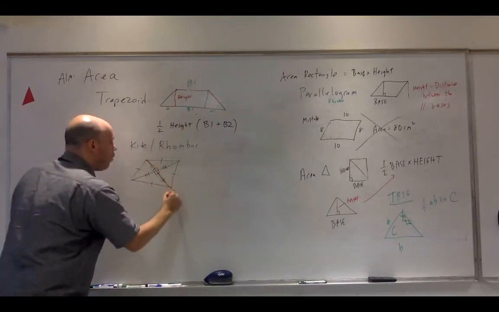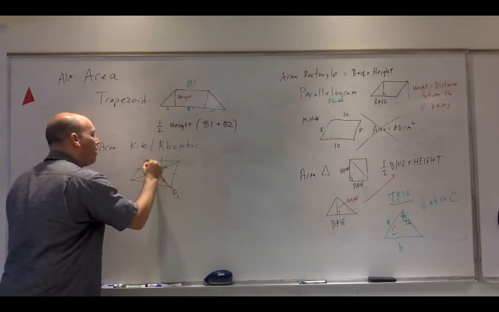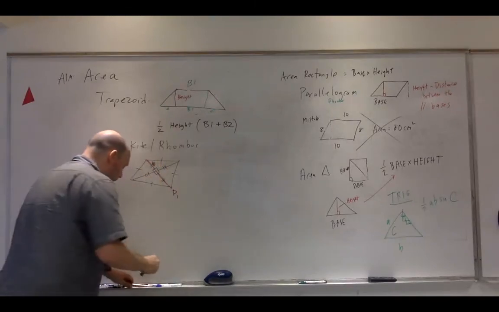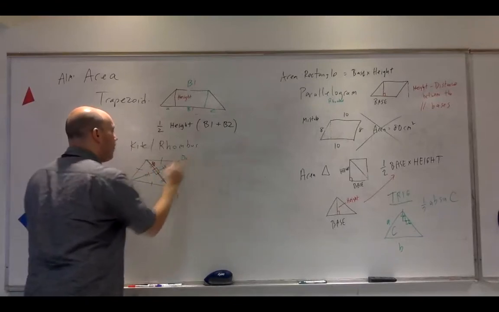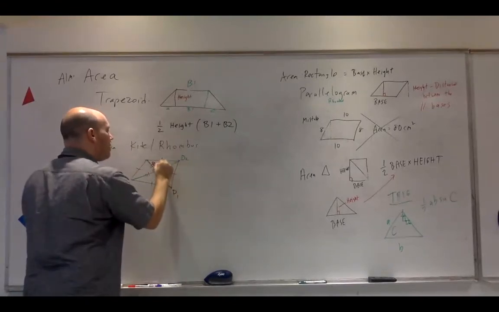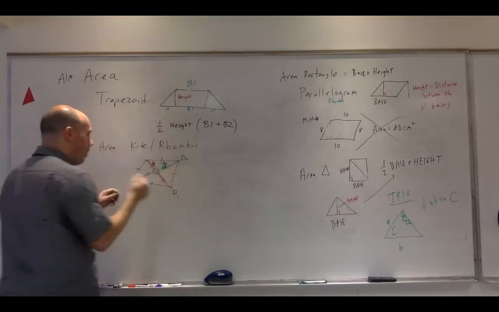So let's call the first diagonal D1, and therefore this height will be D1 over 2. Let's call the second diagonal D2, and therefore each of these parts is D2 over 2.